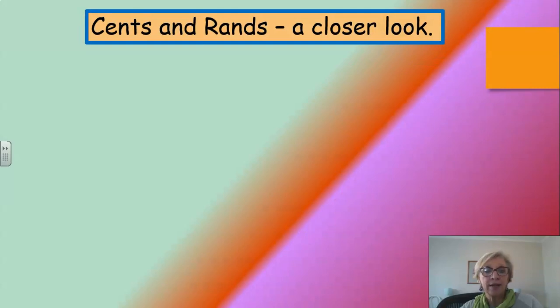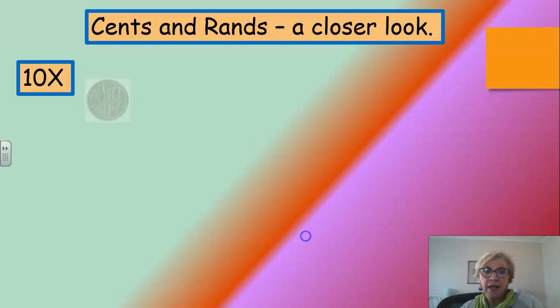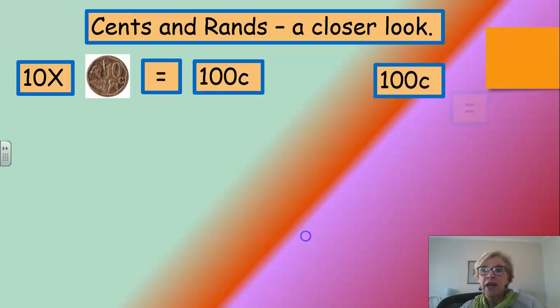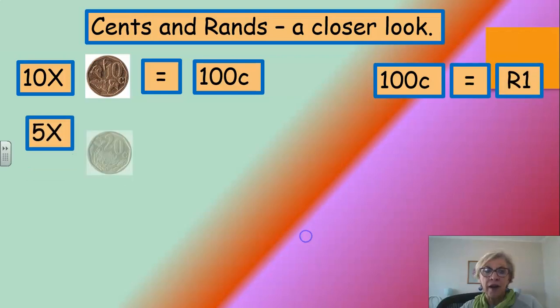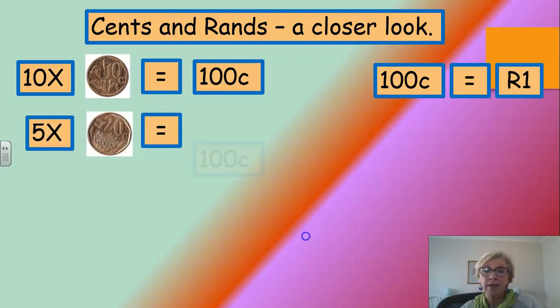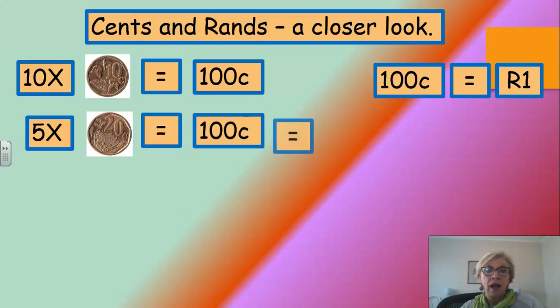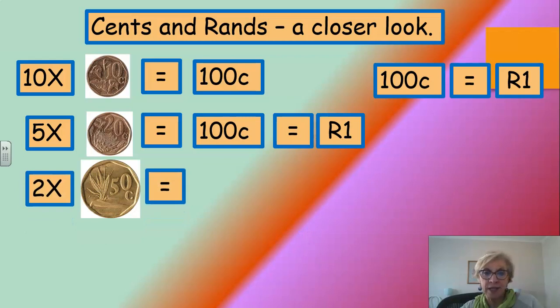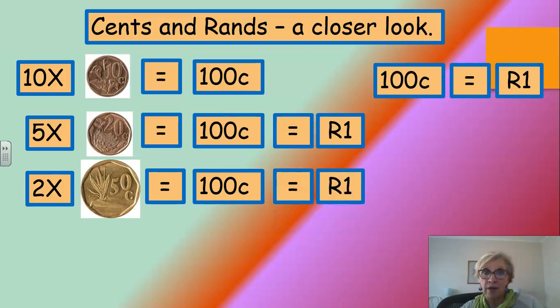Right, let's look at our cents and our rands and have a closer look, shall we? We know that 10 times 10 cents equals 100 cents, but that 100 cents is the same as 1 rand. 5 times 20 cent coins is the same as 100 cents, which is the same as 1 rand. 2 times 50 cent coins is the same as 100 cents or 1 rand. Have a close look at that. 100 cents is the same as 1 rand.